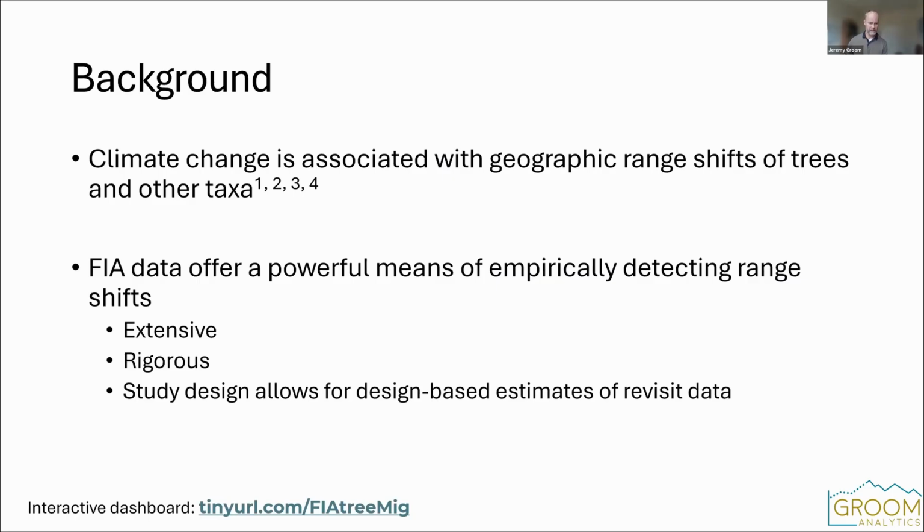So background: climate change is associated with some geographic range shifts of trees and other taxa. And certainly, I think we're well positioned in the US with FIA data because it's extensive and rigorous. And the design allows for design-based estimates with revisit data, which I think is pretty cool.